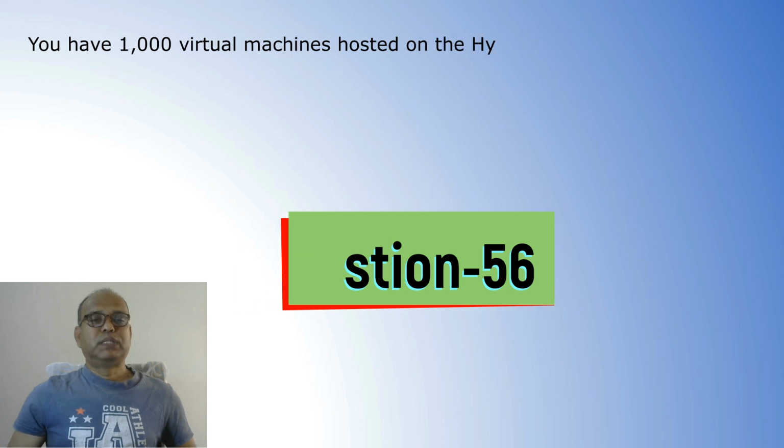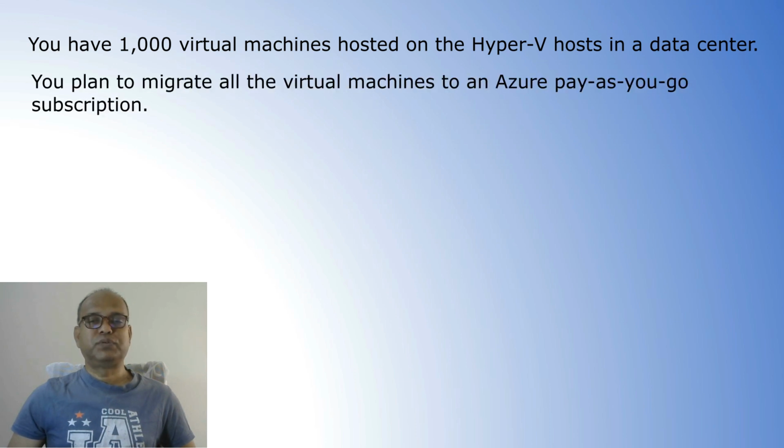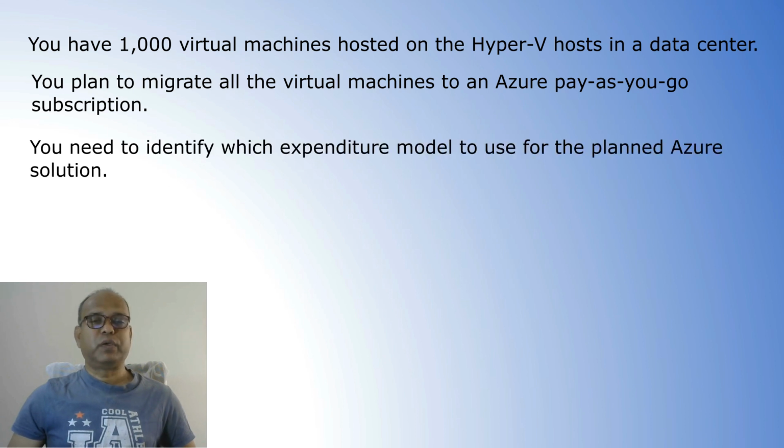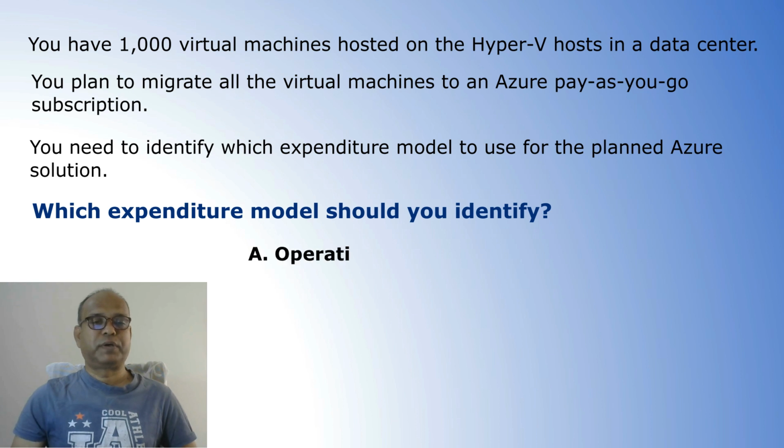You have 1000 virtual machines hosted on the Hyper-V hosts in a data center. You plan to migrate all the virtual machines to an Azure pay-as-you-go subscription. You need to identify which expenditure model to use for the planned Azure solution. Which expenditure model should you identify? Option A, operational, option B, elastic, option C, capital, option D, scalable.